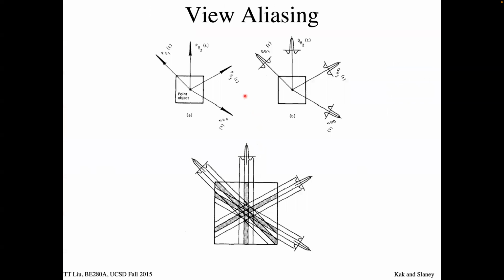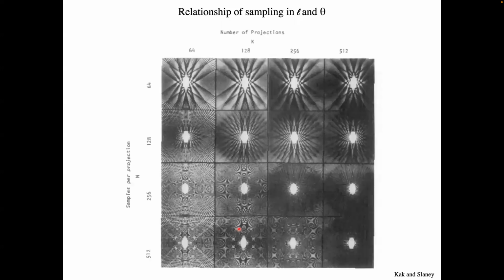This is called view aliasing. These artifacts are from undersampling in theta. But the best way to look at these, okay, this is just to set up the next picture. So these are individual projections. They're convolved. After the convolution, they look like this, and the back projection makes them look like this. This is from Kak and Slaney.